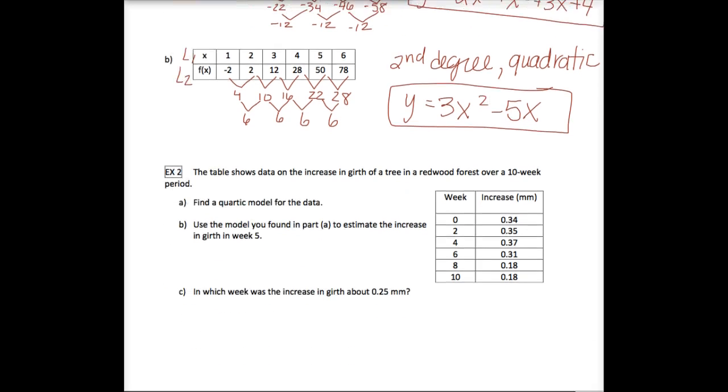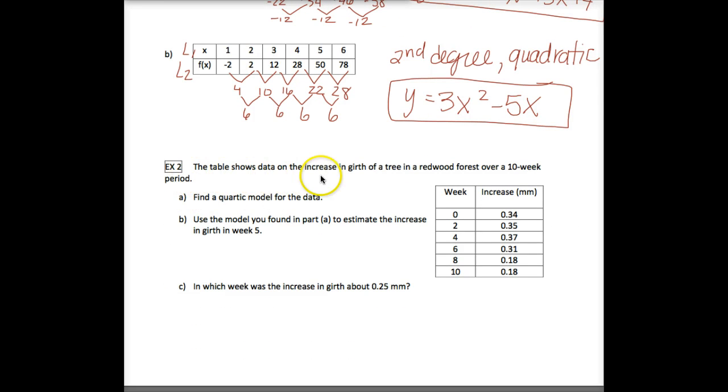All right, last one. The table shows data on the increase in girth of a tree in a redwood forest over a 10-week period. Find a quartic model for the data. So it's telling us we don't have to do any finite differences here. It's telling us to use quartic. So again, you need to clear your list so that you've got your L1 and your L2 free to put in this data. So we're going to put weeks in L1 and the increase amounts in L2. So go ahead and enter the 0, 2, 4, 6, 8, and 10 in your L1.